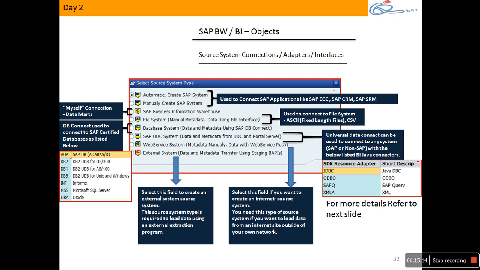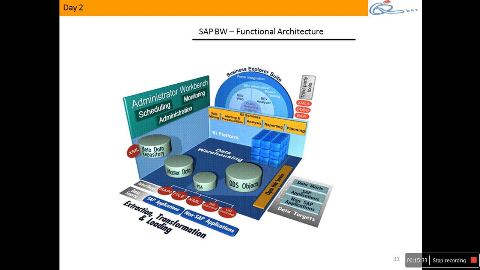Latest with 7.4, some more connections have been given, called ODP, operational data provisioning. So with ODP, you have some new types of connections introduced. Clear on this now? This is the connections available. Now, use either of these connections to establish a connection and extract the data from different sources to BW.